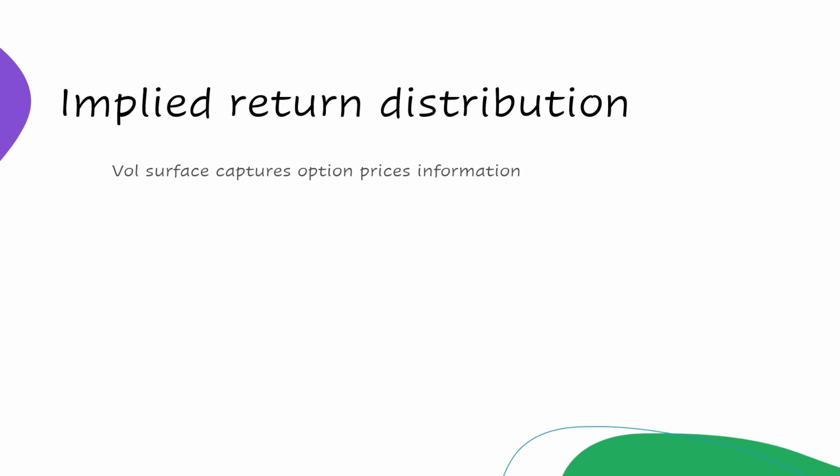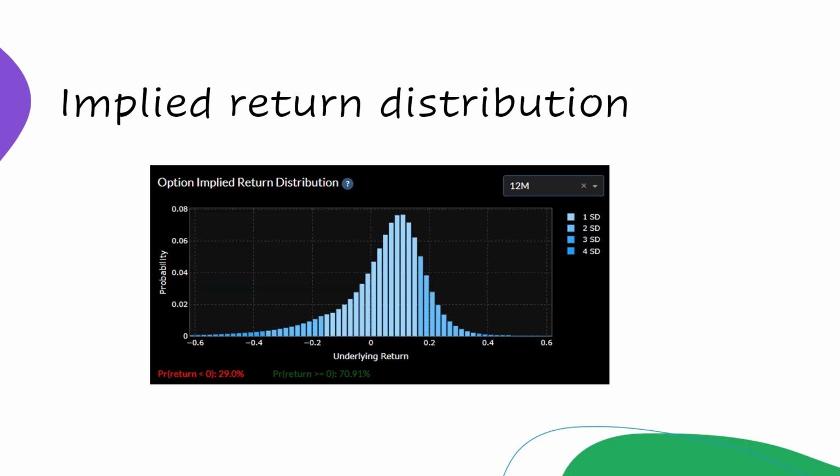By looking at option prices across strikes for a given tenor, we can back out the implied return distribution for that tenor. This graph shows the implied return distribution for SPX calculated from 1 year vol surface of SPX. Option market is implying 71% probability for SPX to move higher and 29% probability to move lower. Detailed probability distribution is shown in the graph.